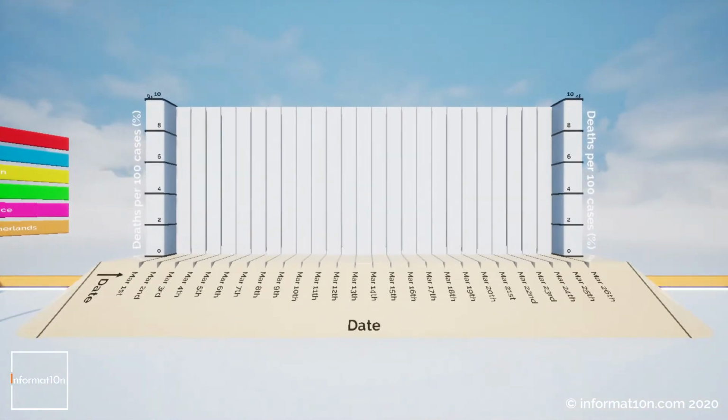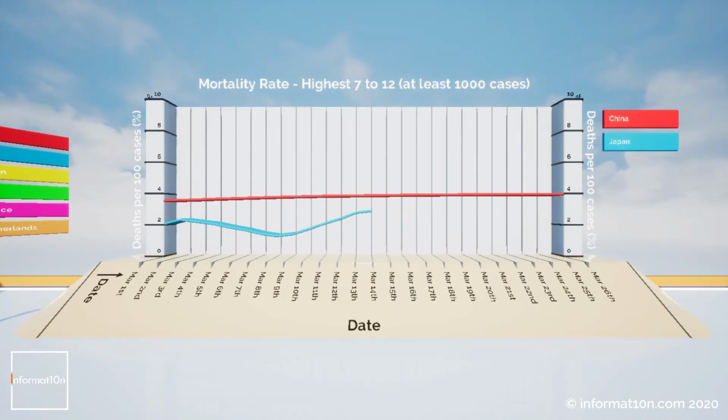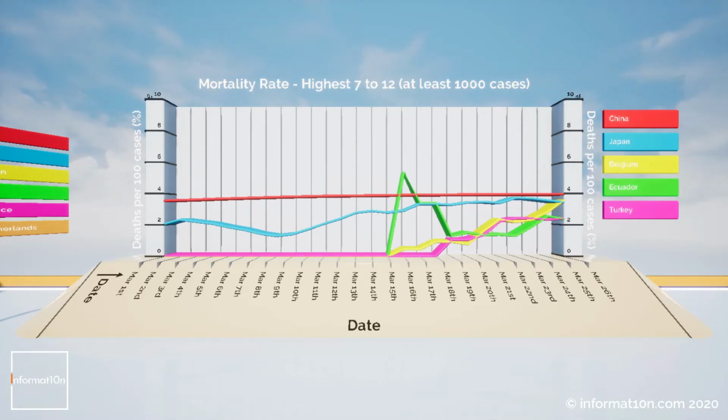which sticks around 4%. And the reason that's so consistent is because the outbreak started in China, and therefore they've collected a lot of data about cases and also about deaths. And that rate of mortality is roughly 4% consistently. We also have Japan, Belgium, Ecuador, Turkey and Brazil.